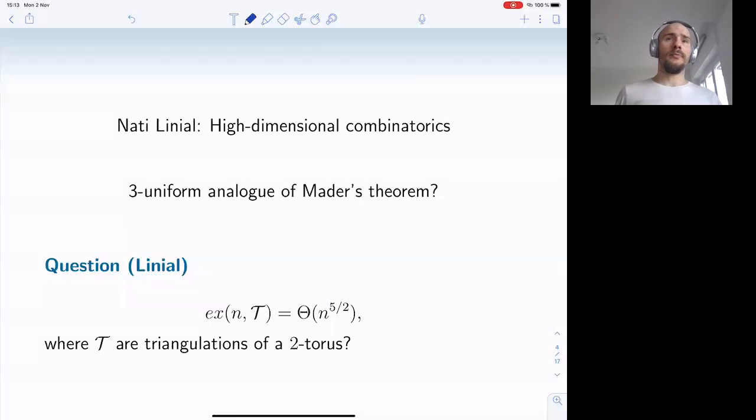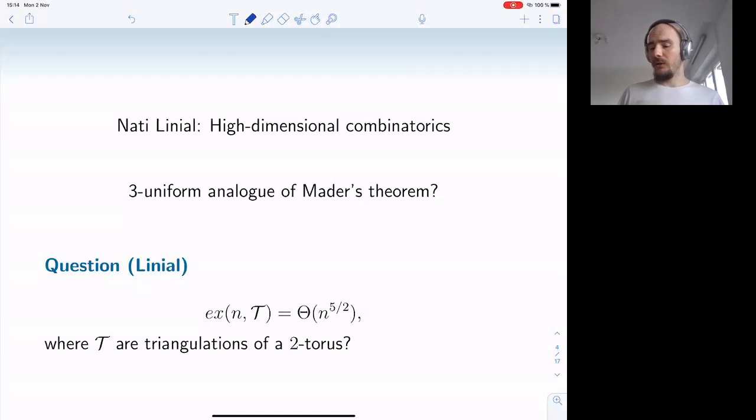Very vaguely, what would happen? What would be the extremal number of, say, all subdivisions or all homeomorphs of a given three-uniform hypergraph, the family of all homeomorphs of a given 3-hypergraph? So how many edges can a three-uniform hypergraph have that avoids all those?